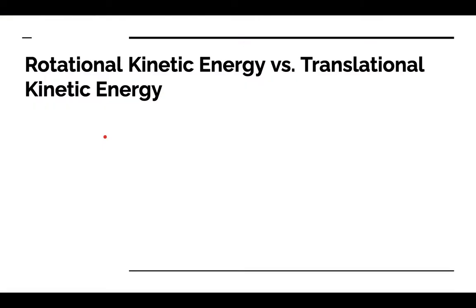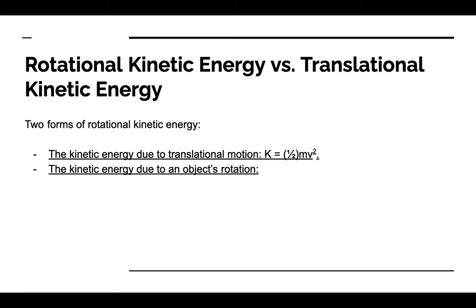So rotational kinetic energy versus translational kinetic energy. There are two forms of kinetic energy. There's kinetic energy due to an object's translational motion, which is the traditional K equals 1/2 mv squared. And then there's kinetic energy due to an object's rotation, which, you guessed it, has an equation exactly analogous to the equation for translational kinetic energy.